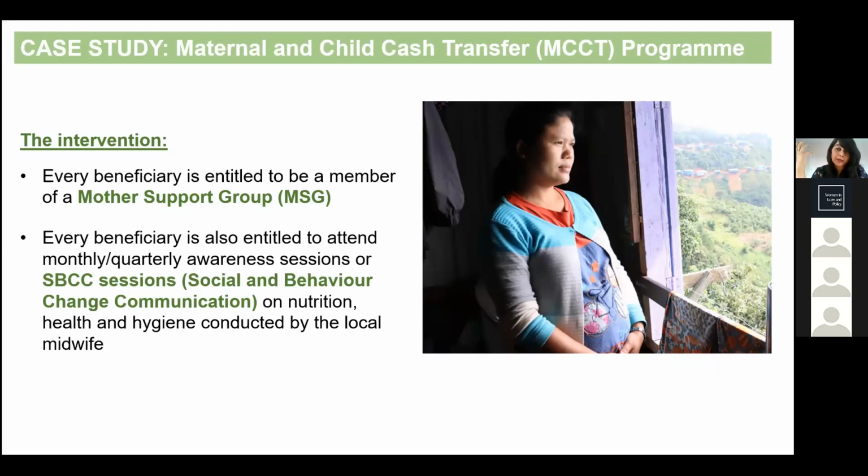Apart from the money aspect of it, apart from the fund transfer aspect of it, there was also something called the mother support group, wherein every beneficiary, every pregnant and lactating woman was entitled to be a member of the mother support group. And these groups involved the conduct of monthly or quarterly awareness generation sessions. These are called SBCC sessions, which stands for Social and Behavior Change Communication, wherein all the mothers would congregate in these groups in their villages. There would be a midwife who would be talking about health and hygiene and inform the mothers in some way on the ways they could perhaps utilize their cash transfer better so as to ensure the health and nutrition of their children, so to speak.